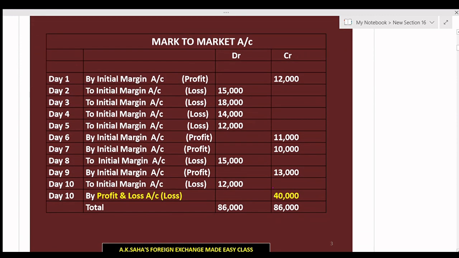Now come to mark to market. Here you get the profit or loss of the transaction. First day there is a profit, initial margin account debit to market 12,000, and for losses, MTM account debit to initial margin, and for profit, initial margin account debit to market. So by this you will compute the profit of 40,000, and this loss of 40,000 will be adjusted to the P&L account.